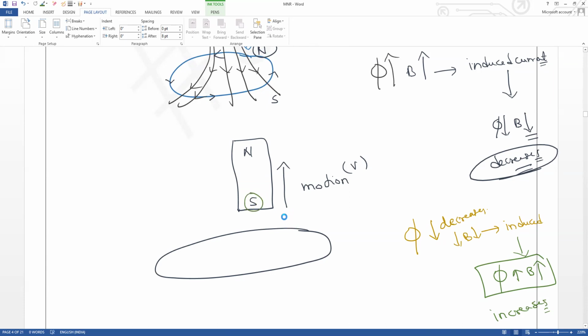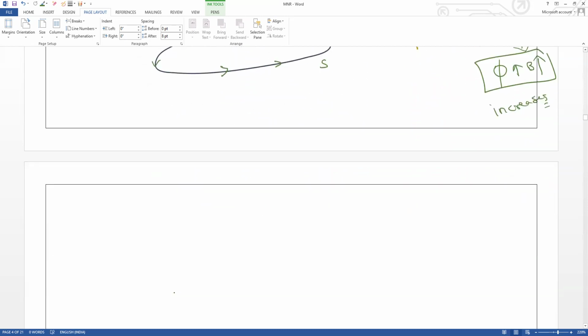North pole. So what is the direction of the induced current? North pole means that side. This side, what pole will it be? Automatically. Understand now? Clear? Okay, does everyone understand?